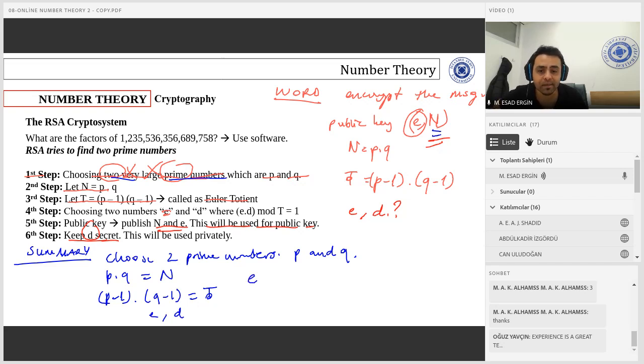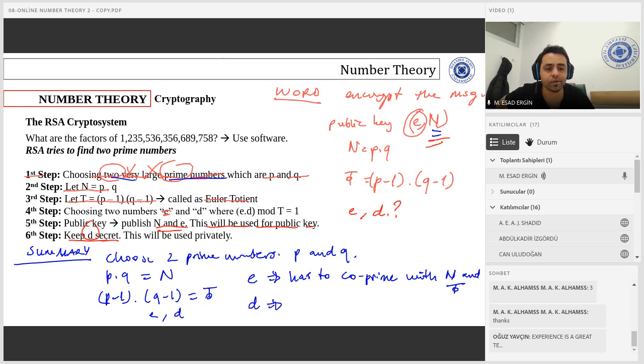For e, there are constraints. e has to be co-prime with n and Euler totient. This is very important. And also we are going to see d. How are we going to find d? d times e is 1 modulo Euler totient. So here it is very easy to understand what d is.